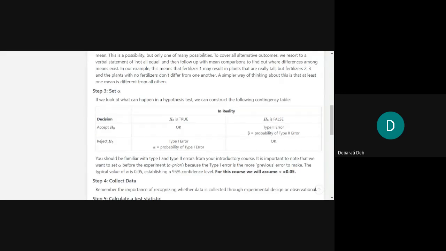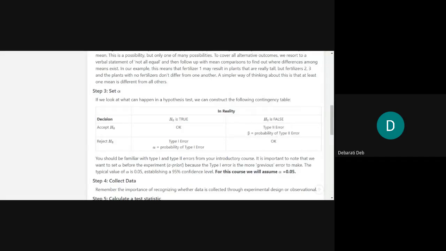If you are assuming that there is a relation, then in your null hypothesis you will write there is no relation. Understood? Just the opposite you will write. Similarly, in the alternative hypothesis, you will write your assumption, that means the opposite of the null hypothesis. If in the null hypothesis you write there is no difference, in the alternative hypothesis you will write there is difference. So, two steps are done.